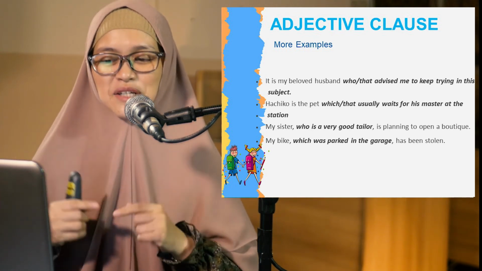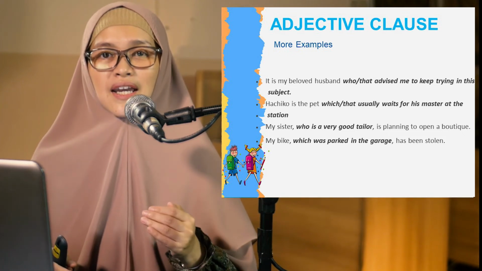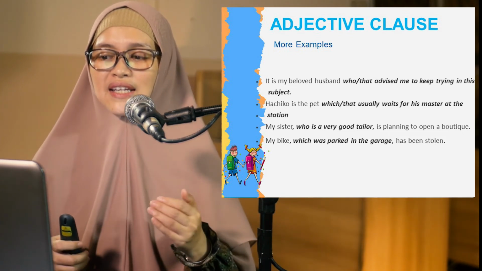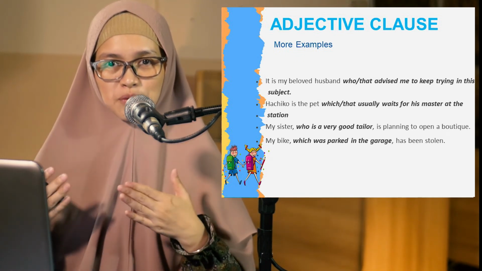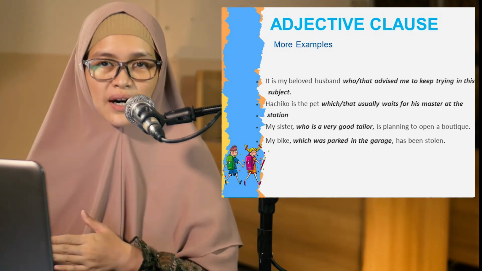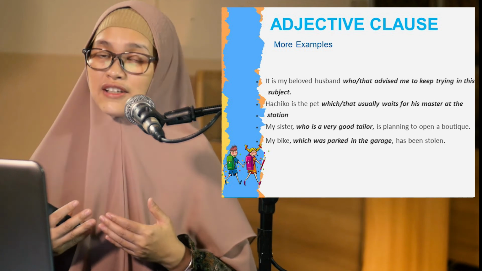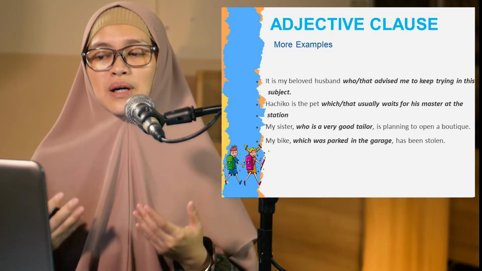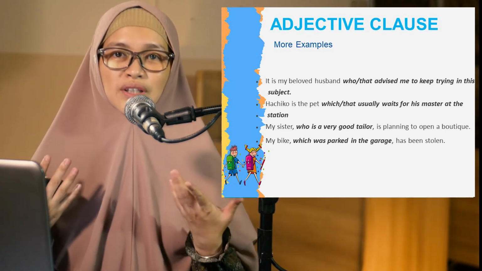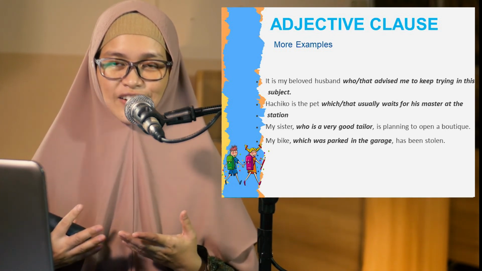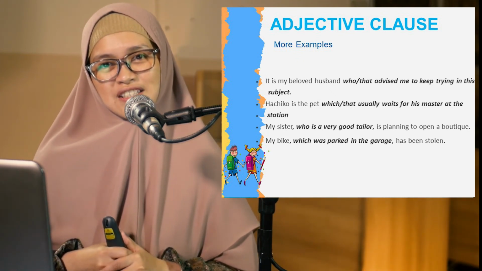The last example, my bike, which was parked in the garage, has been stolen. Everyone knows my bike. Even when I say my bike has been stolen, you can still understand what it is about, right? Okay, that's the end of our explanation today.